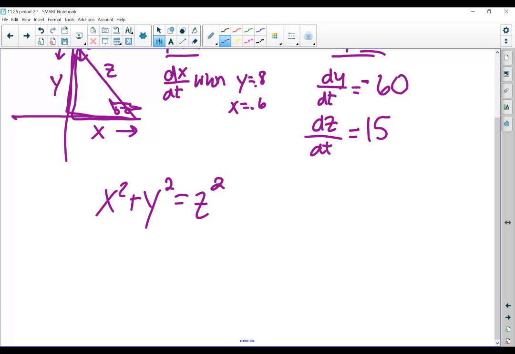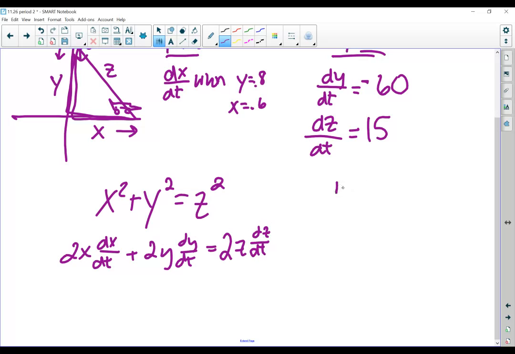Okay, now that I have the relationship, I'm going to take the derivative. Again, no numbers plugged in. Nothing is constant in this situation. I don't plug anything in until after I do the differentiation. So 2x dx dt, chain rule, plus 2y dy dt, chain rule, equals 2z dz dt, chain rule.